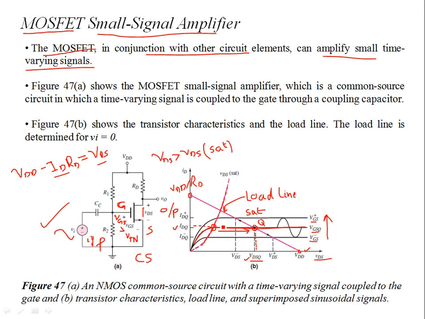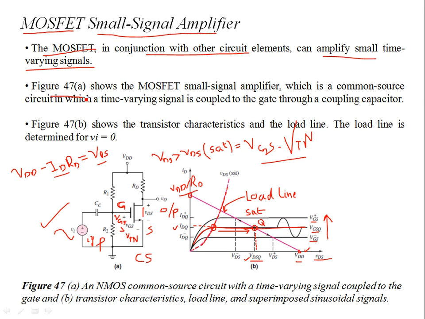So VGS is all that determines the transistor operation. If VGS is greater than VTN, the transistor is on. Then it is either in saturation or non-saturation. If VDS comes out to be greater than VDS sat, which is given by VGS minus VTN, then you're in the saturation region. On this curve, where the load line is intersecting, which is determined by VDD and RD, these 2 points determine the operation of the MOSFET.